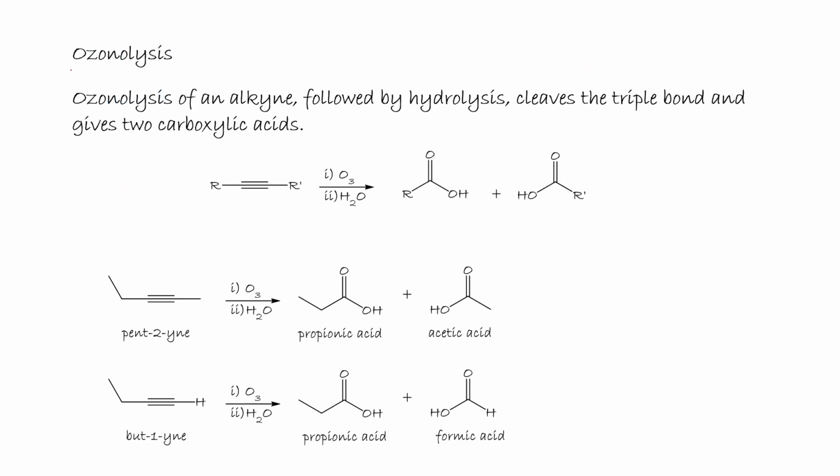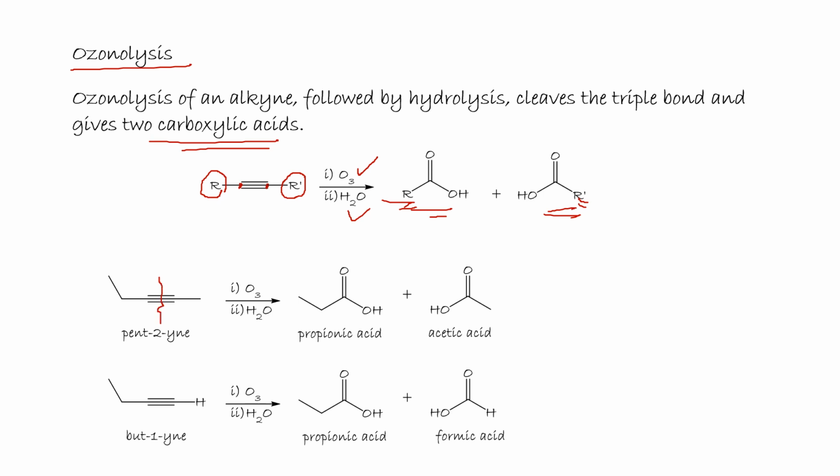Ozonolysis. Ozonolysis of an alkyne followed by hydrolysis cleaves the triple bond and gives 2 carboxylic acids. So if we started with disubstituted acetylene, first step ozonolysis, second step addition of water, we get this carbon will be COOH and this carbon will be COOH. So 2 different carboxylic acids, R and R prime.